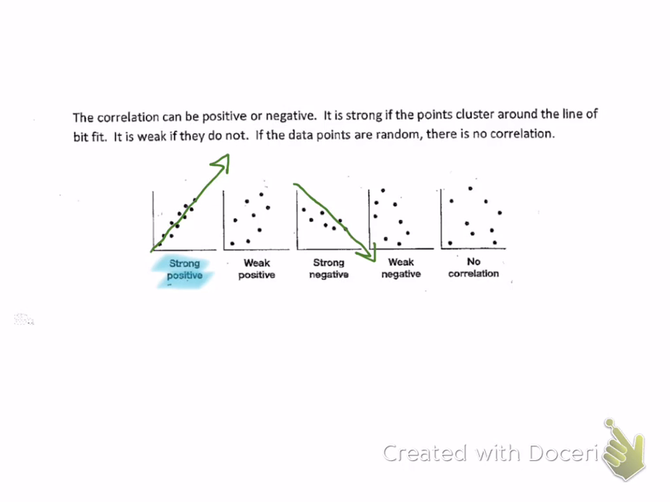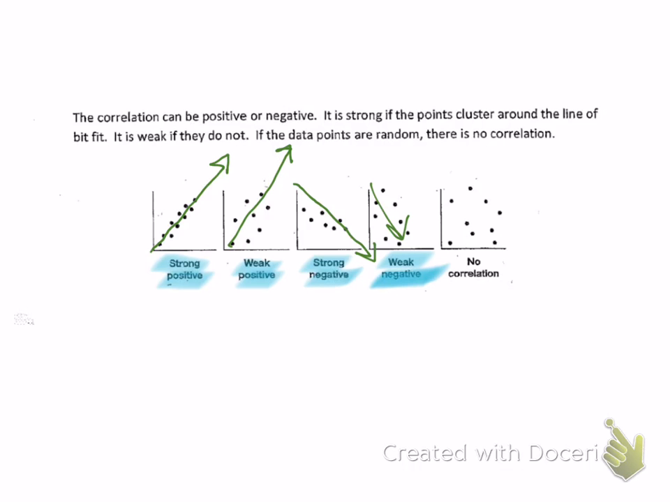If it is increasing and it has a positive slope, but the points are very far away from the line, we call that a weak positive correlation. Same thing with negative. You can have a strong negative correlation, or you can have a weak negative where they're further from the line. There are some data points that don't have anything to do with each other, and we'll look at that further in this packet.